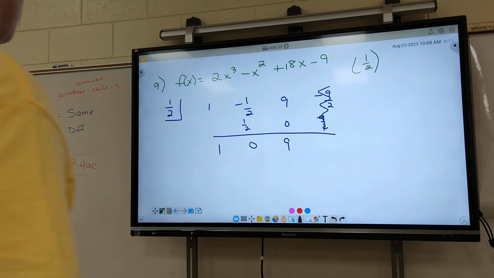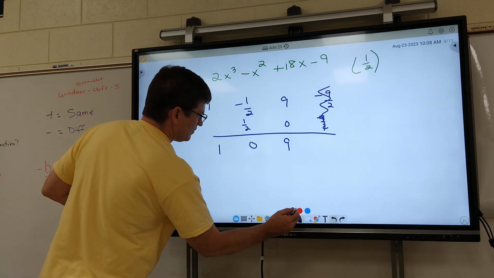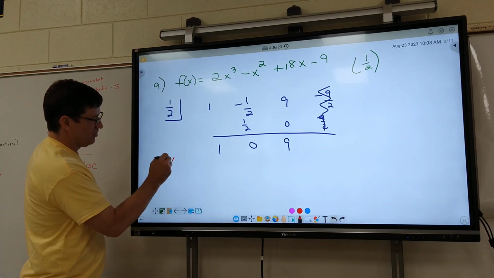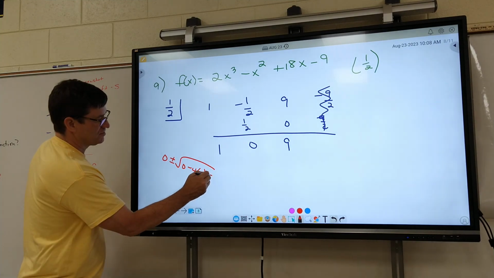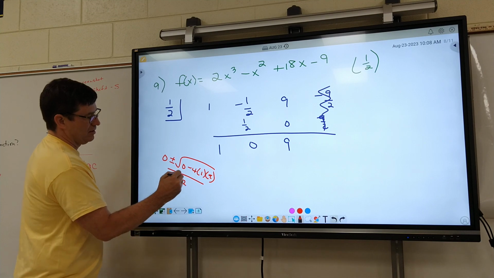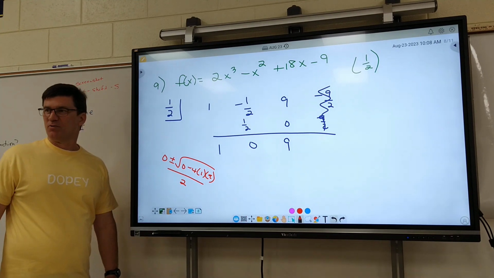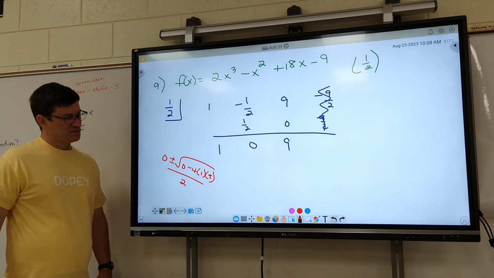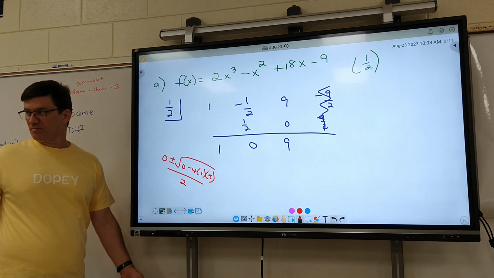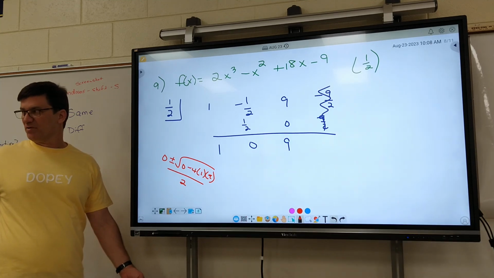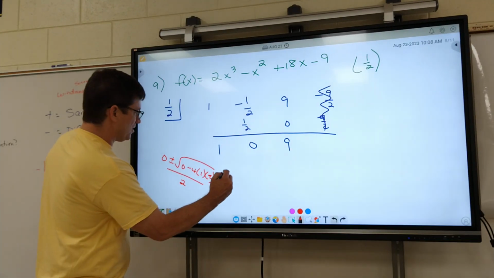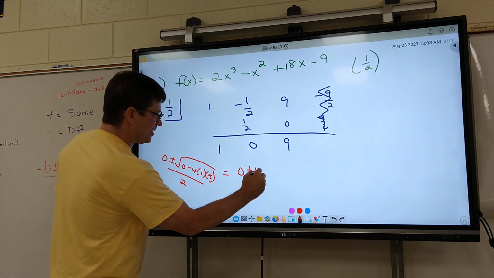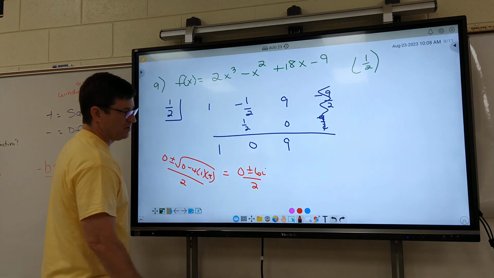Let's check. So I got 0 plus or minus the square root of 0 minus 4 times 1 times 9. All right, what did y'all get inside the square root symbol? Looks like negative 36, is that right? Yes. All right, so what's the square root of negative 36? 6i. Don't forget your i on that one. That's what gives y'all trouble. So it's 0 plus or minus 6i over 2.